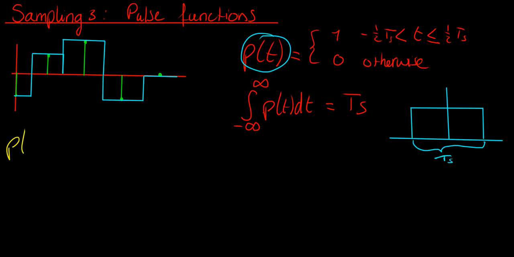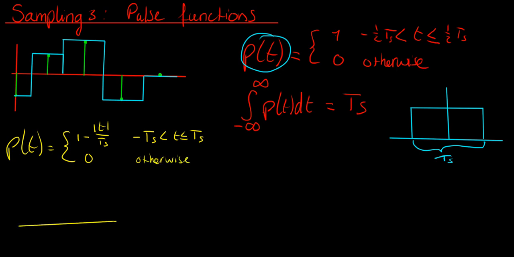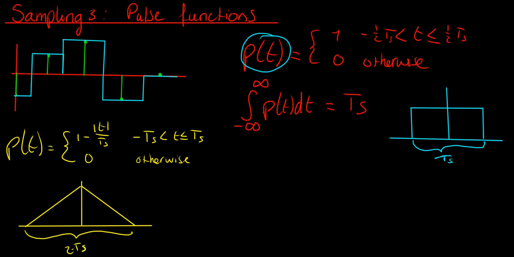Introducing another pulse function, which we will call the triangle pulse function, which is defined as 1 minus the absolute value of t divided by the sampling period if t is in between the positive and negative sampling period, and 0 otherwise. How this pulse function looks like is just a triangle like this, where this length is 2 times the sampling period, but the surface of this triangle is once again just the sampling period, and that's important.